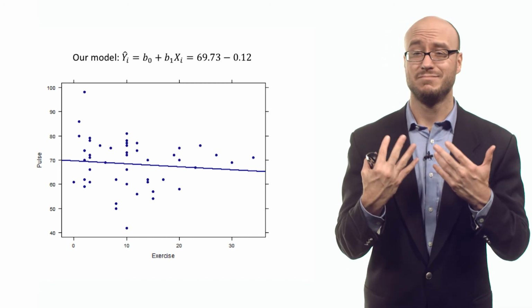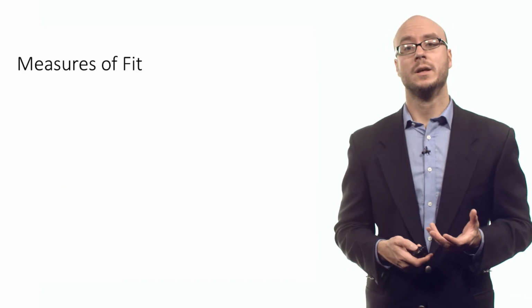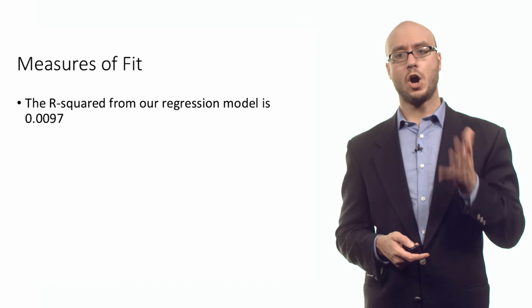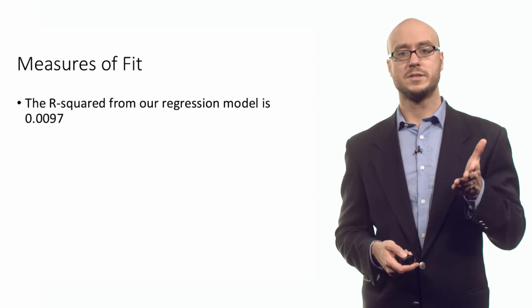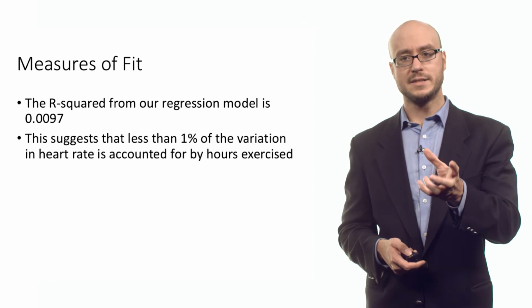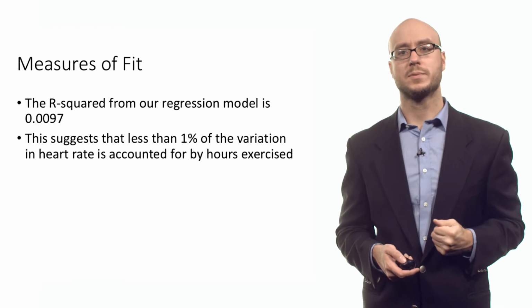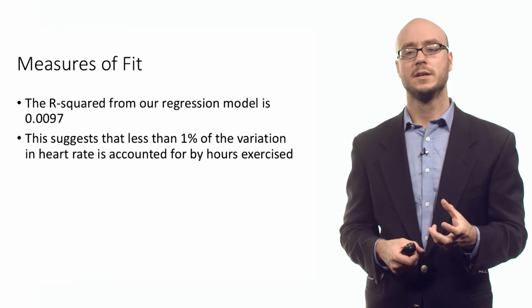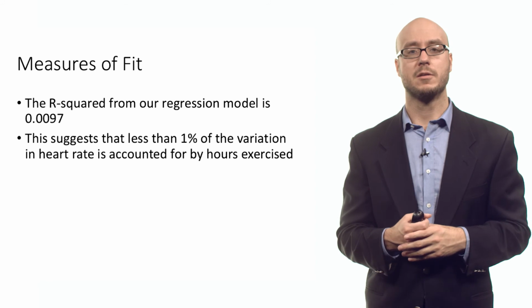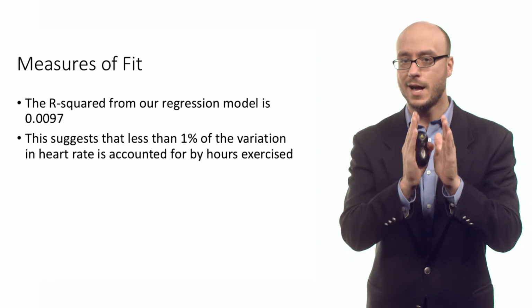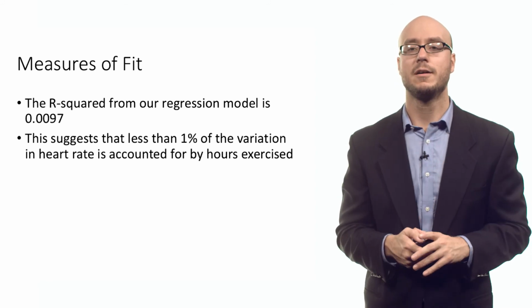We might ask, is it doing a good job fitting the data though? Well, let's look at some measures of fit. The R squared from this regression model is 0.0097. Right? That suggests it's accounting for less than 1% of the total variation in heart rate by this variable of how many hours you exercise. So it's not explaining very much of the variation in the outcome.